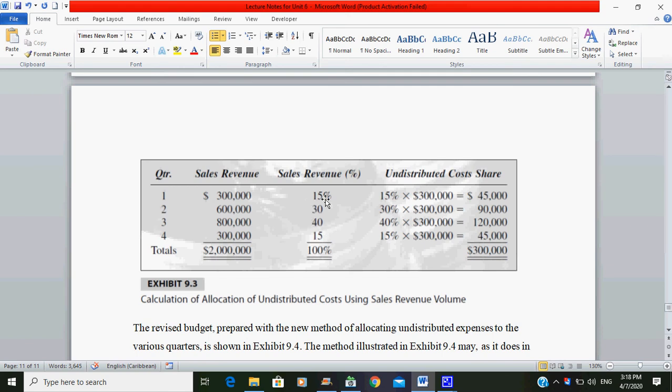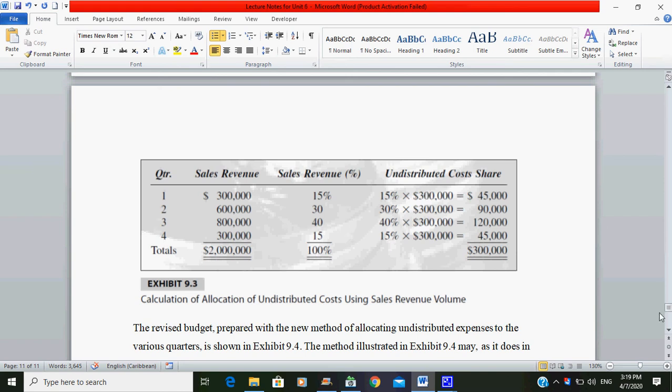What it's saying is that undistributed costs are 50% of sales revenue in the first quarter, 30% of sales revenue in the second quarter, 40% of sales revenue in the third quarter, and 50% of sales revenue in the last quarter.